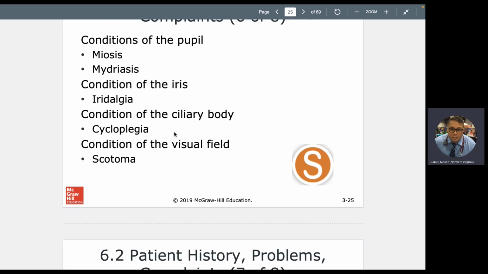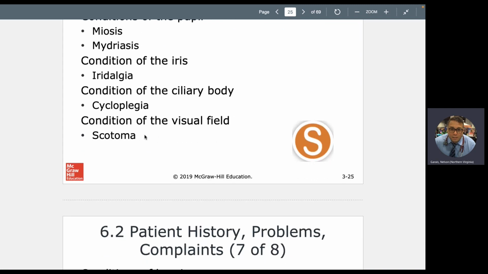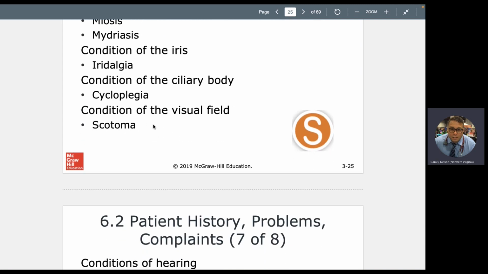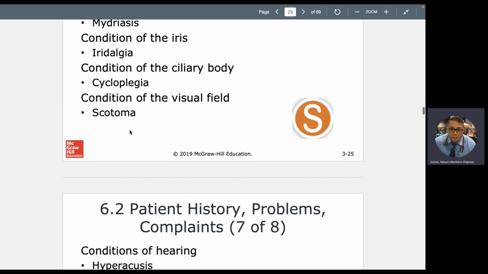Iridalgia, cyclopegia. Again, cyclo, I don't want to get into what a ciliary body is. A condition of the visual fields means you're going to have blind spots. That's a scotoma. Oma just means tumor, lump or bump. Scot is your visual fields.